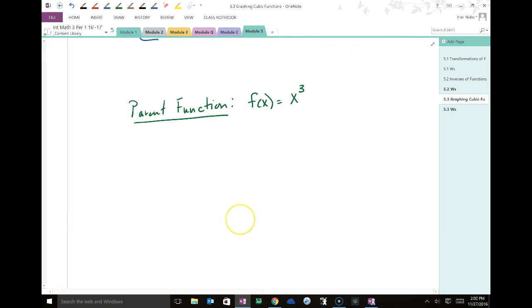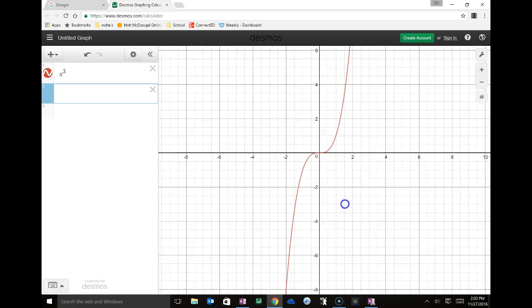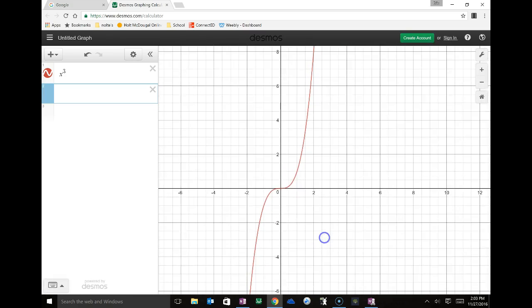We've seen f of x equals x. That looks like a linear function. We've seen absolute value, which looks like v's, and we've seen parabolas, which are x squareds. So now, working with a cubic function, let's go ahead and use Desmos and have it do the hard work for us. So we have x to the third. This is a cubic function.